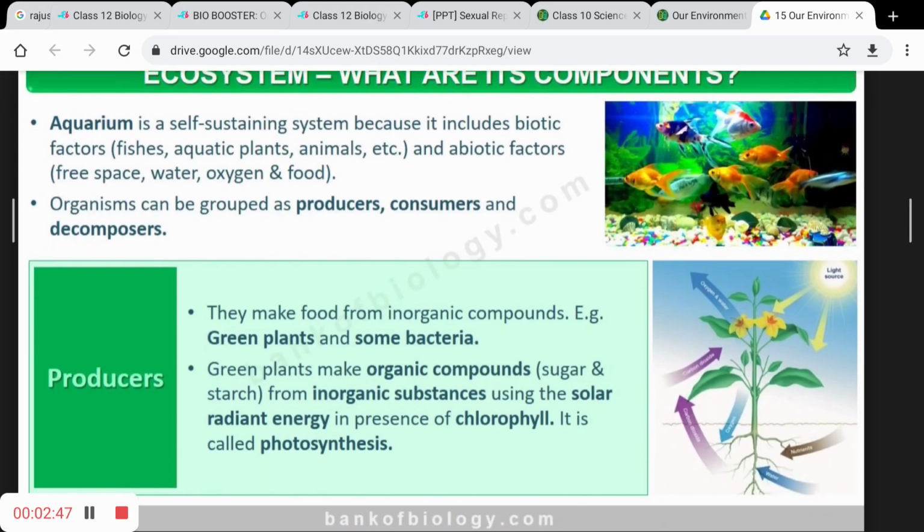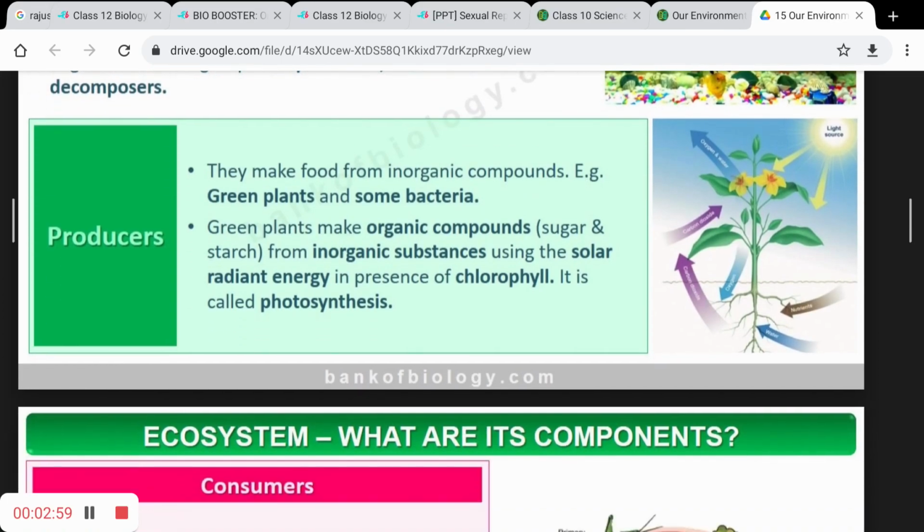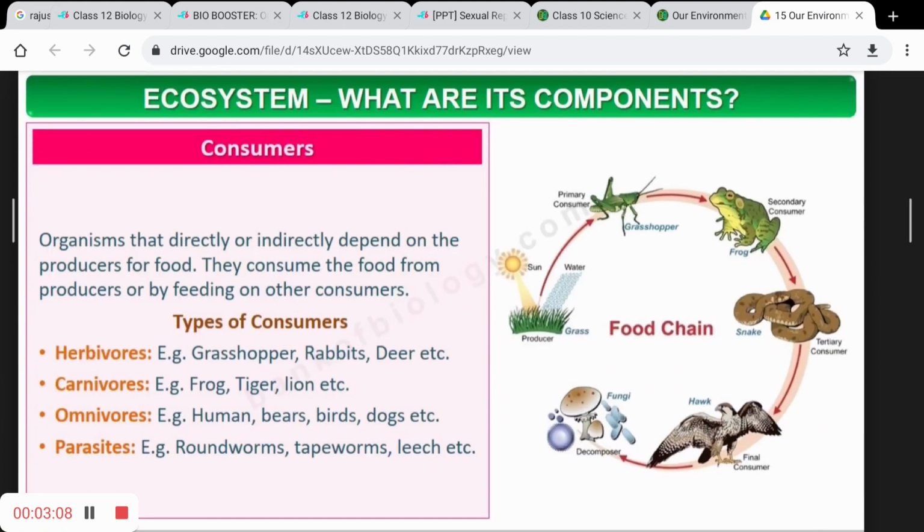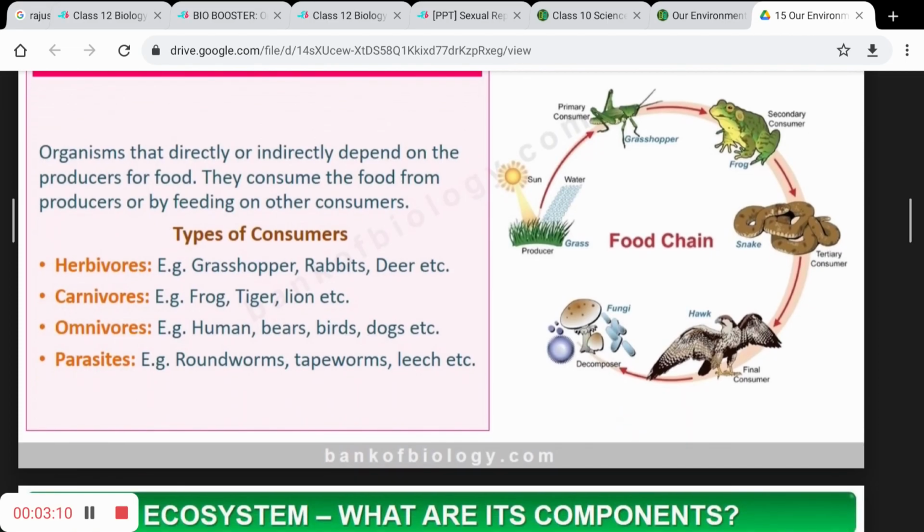In a natural ecosystem, producers will be there, consumers will be there, and decomposers will be there. So it is a self-sustainable environment. First, producers are green plants and some bacteria that can produce their own food. They are called producers.